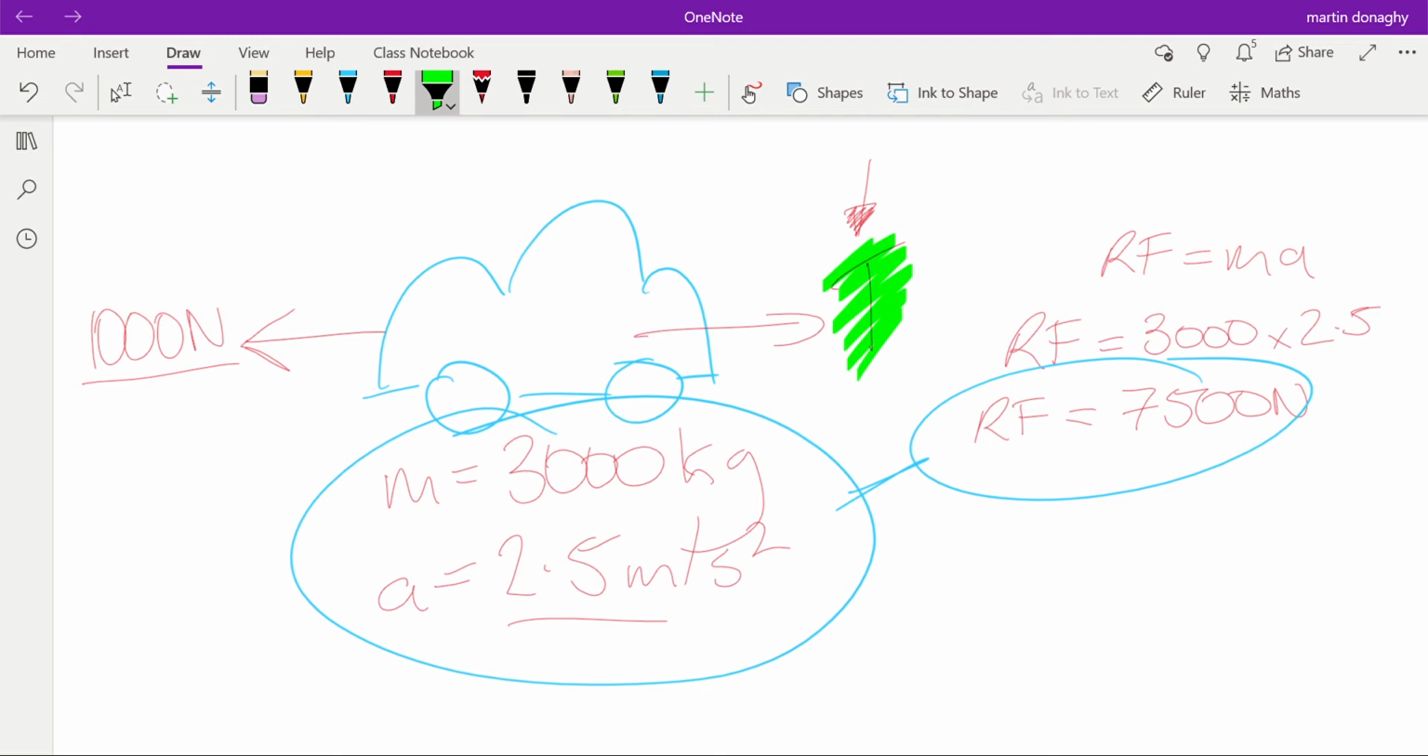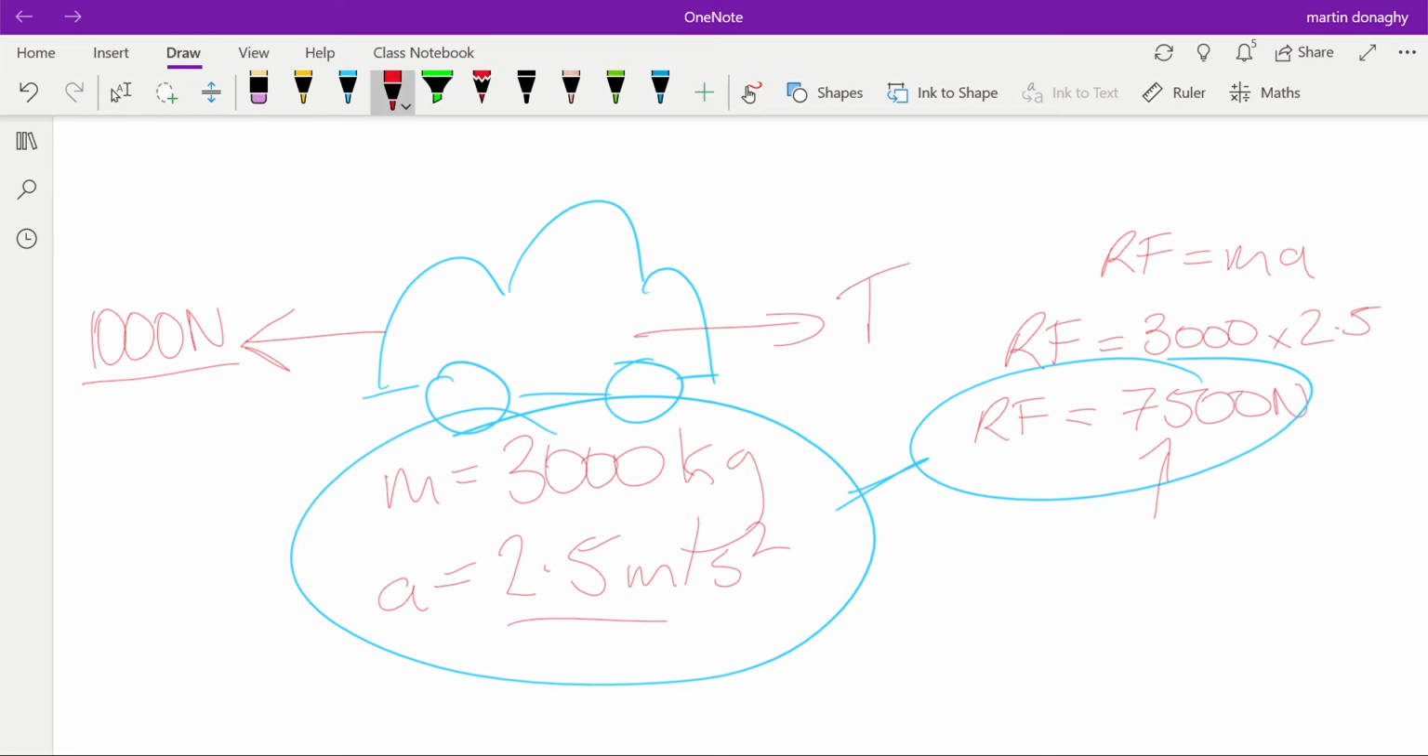Now, the mistake people will make here is they will see the 7,500, they'll see a backwards force of 1,000, and decide that T must be, well, that force is backwards, we'll subtract it, and we'll get 6,500 newtons. But if you look at this system, forwards force is 6,500, backwards force of 1,000, the overall resultant force of those two is 5,500, which is not what we need here. So take your time when it comes to these types of questions.